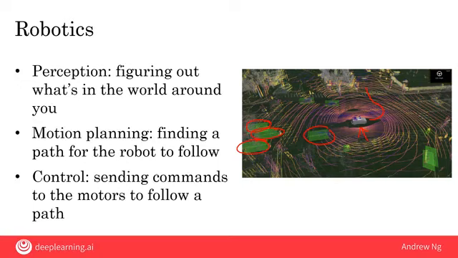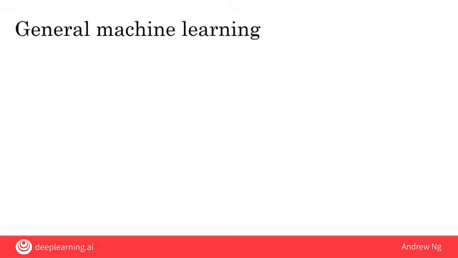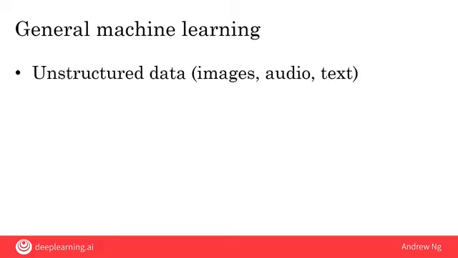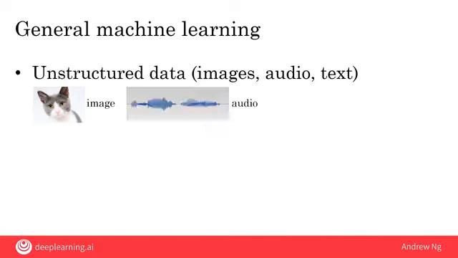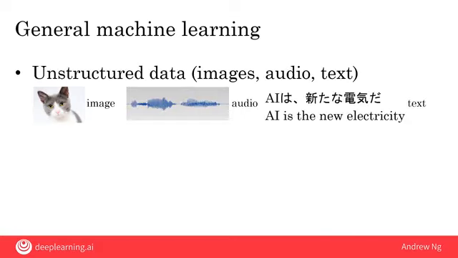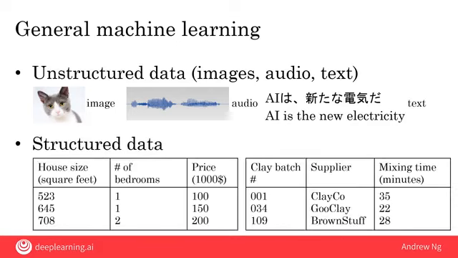In addition to these major application areas, machine learning is also very broadly used. The examples you've seen in this video relate mainly to unstructured data such as images, audio, and text. Machine learning is applied at least as much to structured data, and that means these tables of data, some of which you saw in the earlier videos.